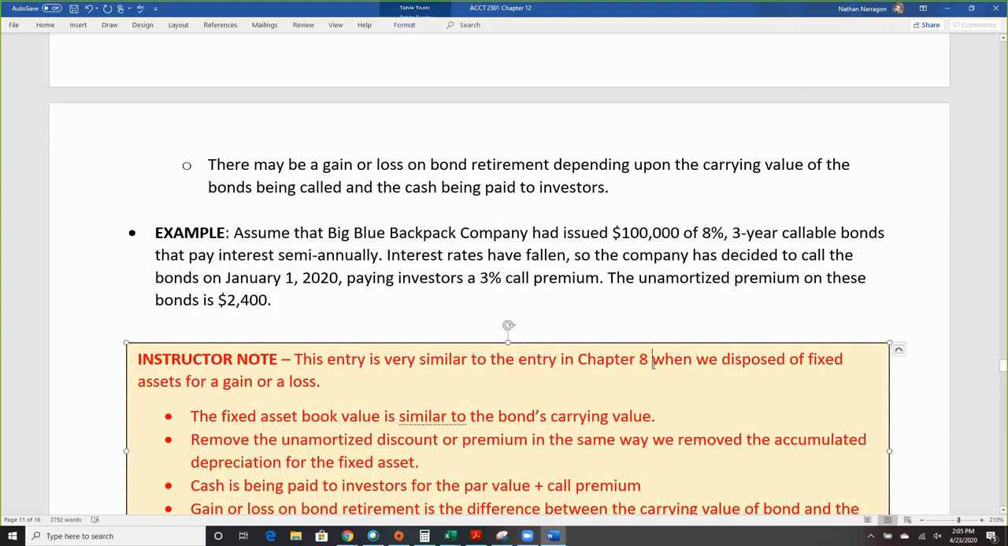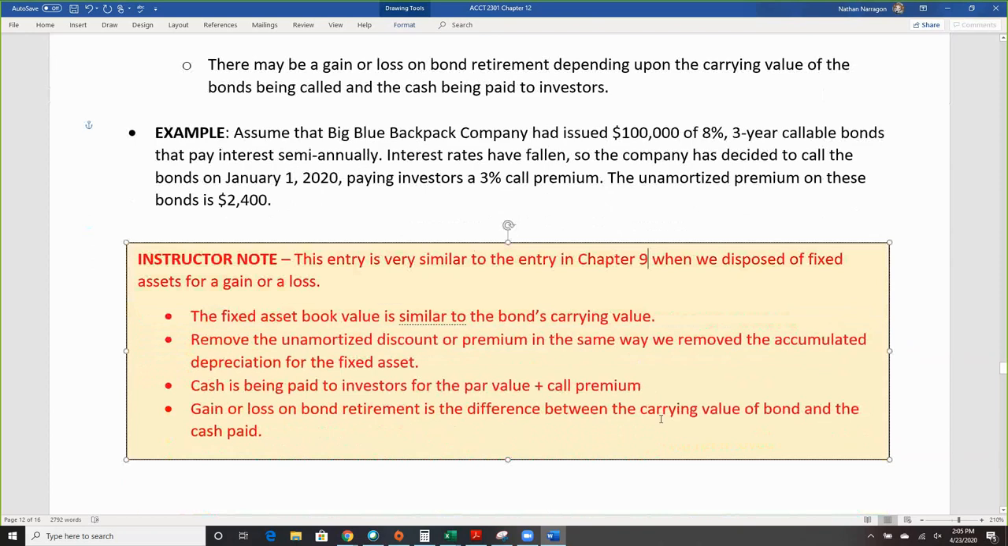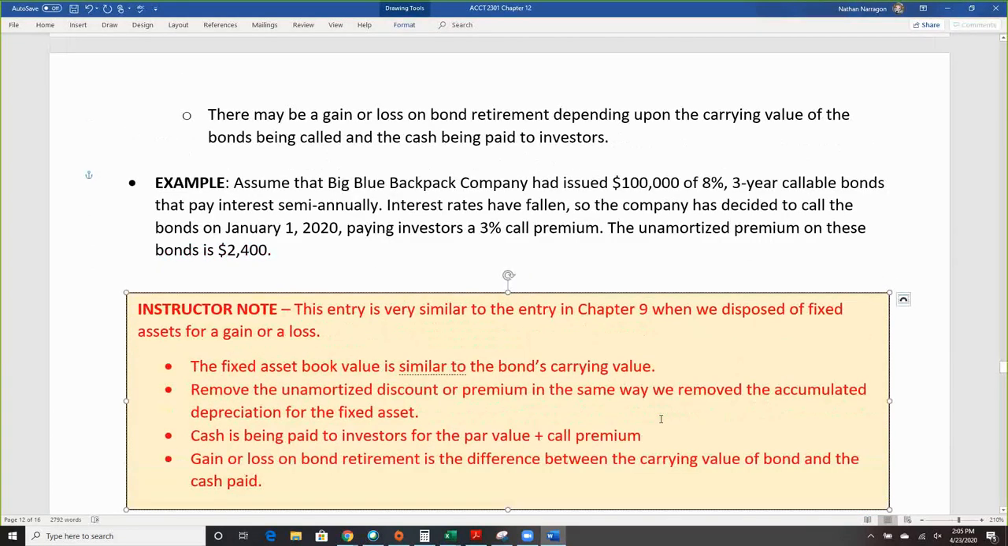I actually don't remember if that was chapter 9. I think it was chapter 9 for us. But we're going to take Big Blue, and they're going to take that 100,000 bond that's already been sold. Because it has unamortized premium, they're going to call it back and pay a 3% call premium.